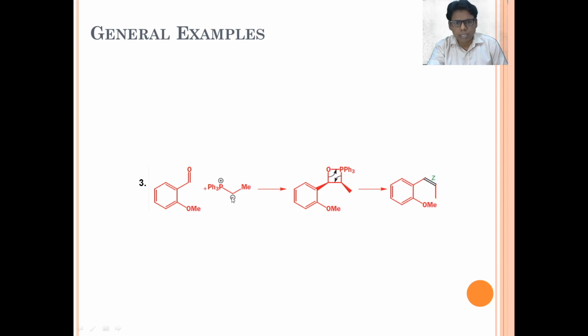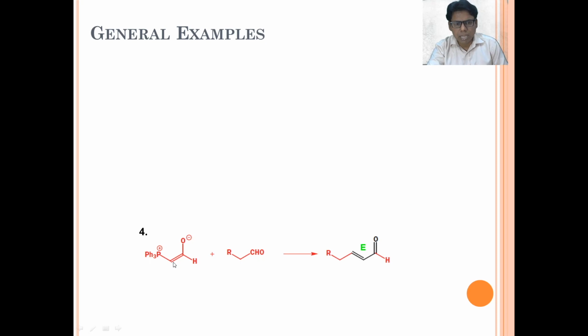Here it is CH minus P plus, that is phosphorus ylide, and this will attack this aldehyde group giving the structure, and we'll get Z product. Remember, this is unstabilized ylide, it is giving Z structure.